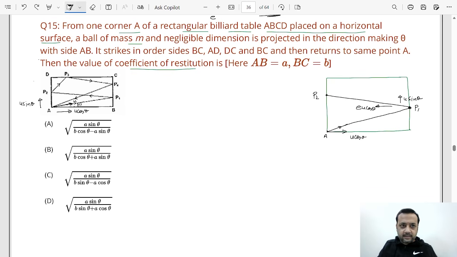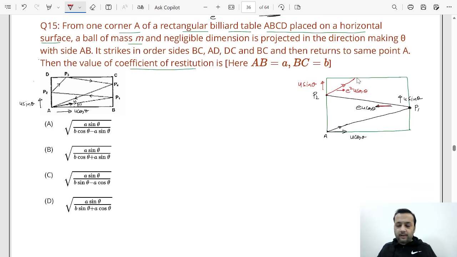Now look here, let me change the color. So here the x velocity was e u cos theta. When the ball rebounds again here, the x velocity will become again e times, so it will become e square u cos theta. And the y velocity will remain u sin theta. Y velocity will not change.